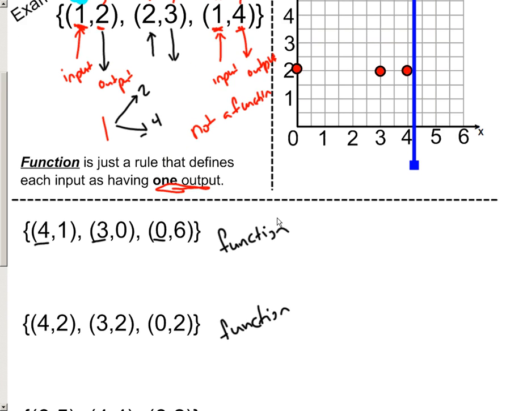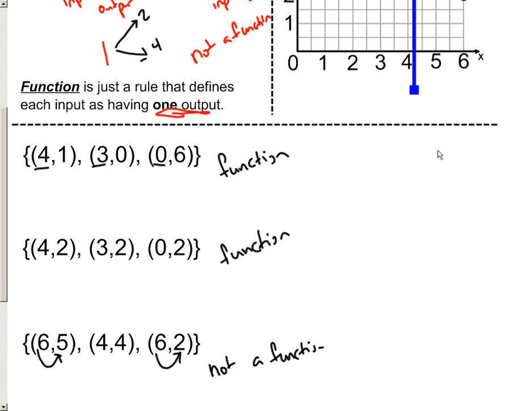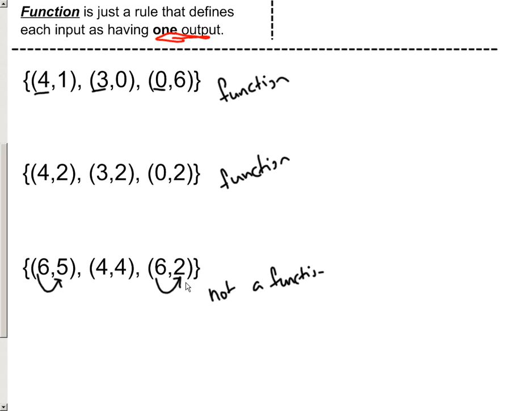And let's graph these. 6, 5, 6, 2, and let's see, 4, 4. We're fine with the vertical line test here, but when we get over here with the 6, the 6, 5 and the 6, 2 are stacked right on top of each other like that. And so as a result, it flunks that vertical line test and is not a function at all.